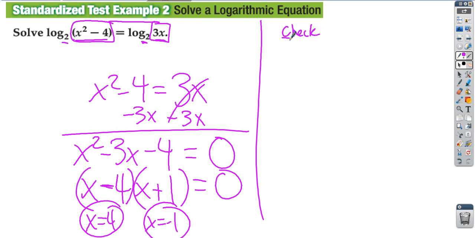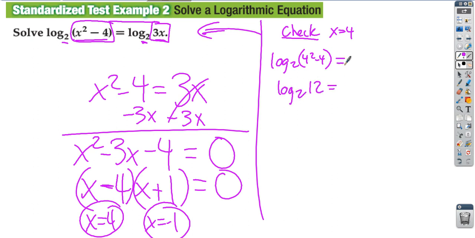We might end up getting something that's kind of extraneous here. So let's check x equals 4 into both sides of this. We get the log base 2 of 4 squared minus 4, which is the log base 2 of 12. And that's going to be equal to the log base 2 of 3 times 4, which is also equal to 12. So that one checks.